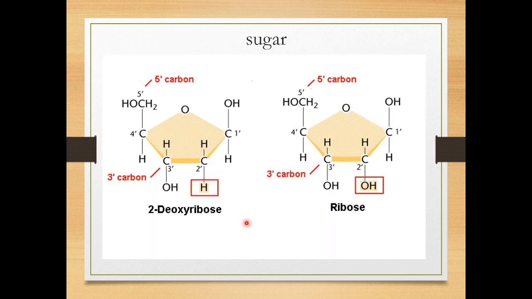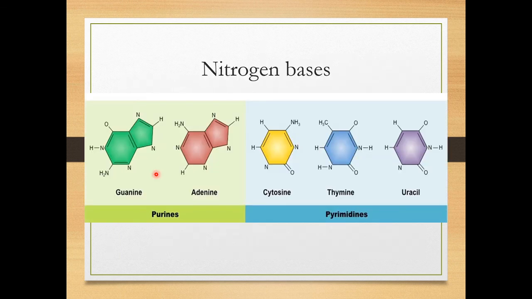What are the different types of sugar? There are two types of sugars present in DNA and RNA. In RNA, the sugar is ribose sugar, and in DNA, it is the deoxyribose sugar. Where is the difference? The difference is on the second carbon position, where one oxygen is less in deoxyribose sugar. So this is deoxyribose and this is ribose sugar. This is present in RNA and this is present in DNA.